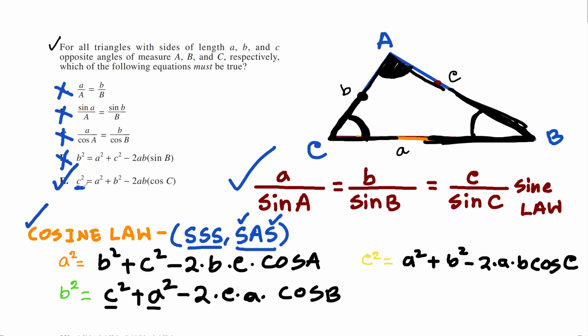And option E is the only option left. So it's c squared equals a squared plus b squared minus 2 times a times b, and the angle between a and b, that's C, the cosine of C. So that seems correct. So option E. That's it.